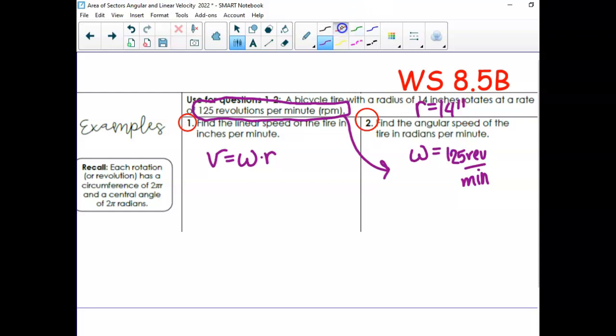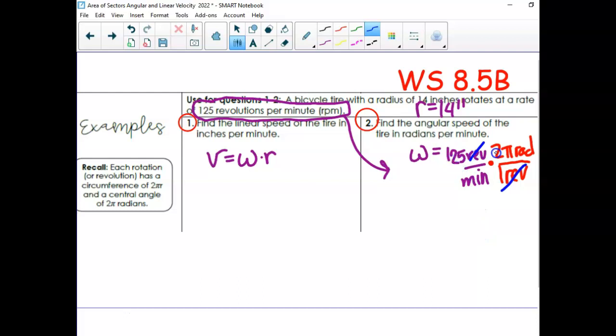Well, our dimensional analysis says revolutions need to go in the bottom so that they cancel. Yes? What do you know about a revolution? All the way around is how many radians? 2 pi radians is equal to 1 revolution. So now the revolutions divide out.